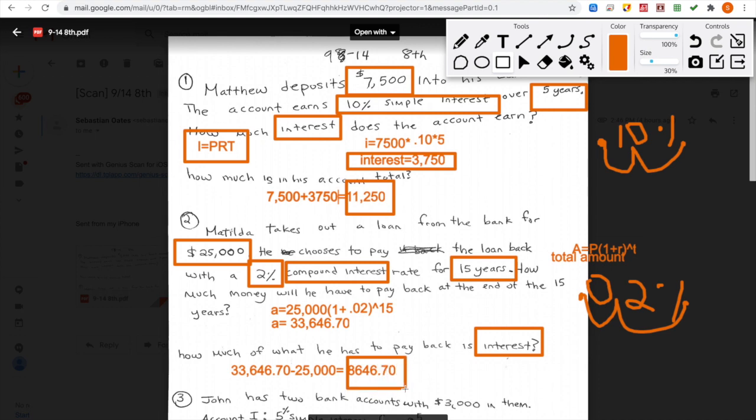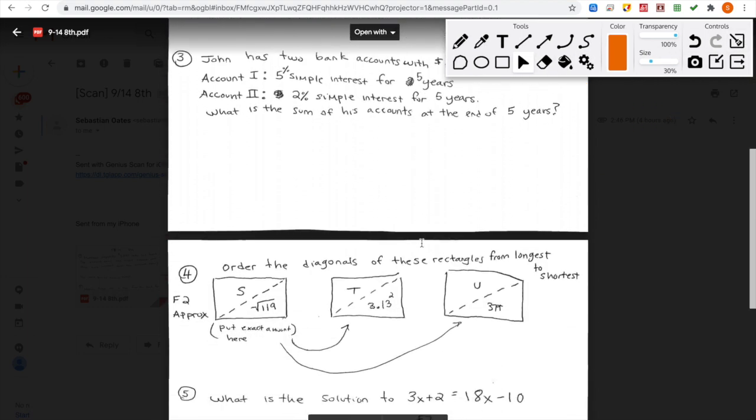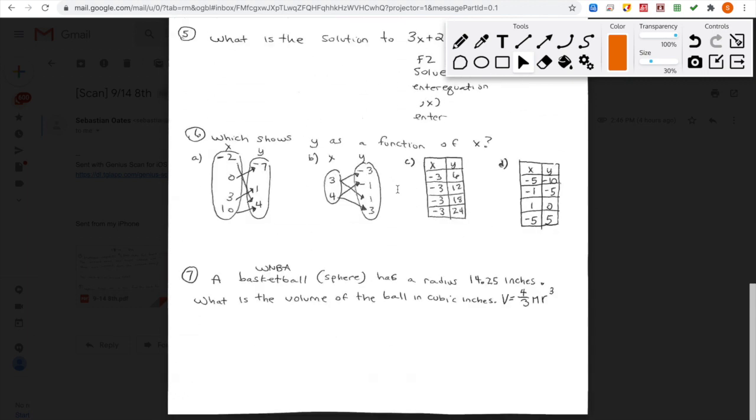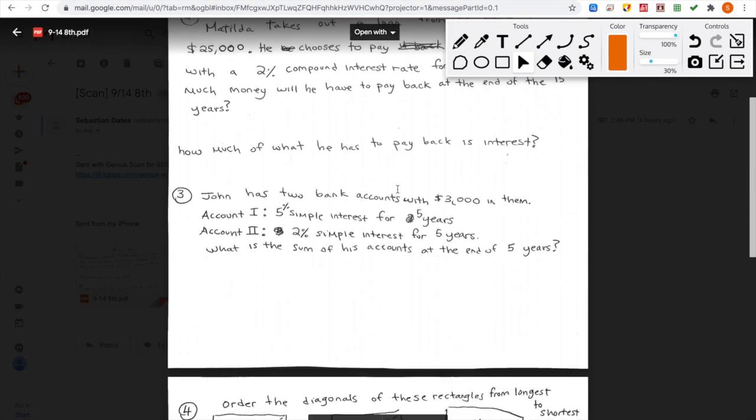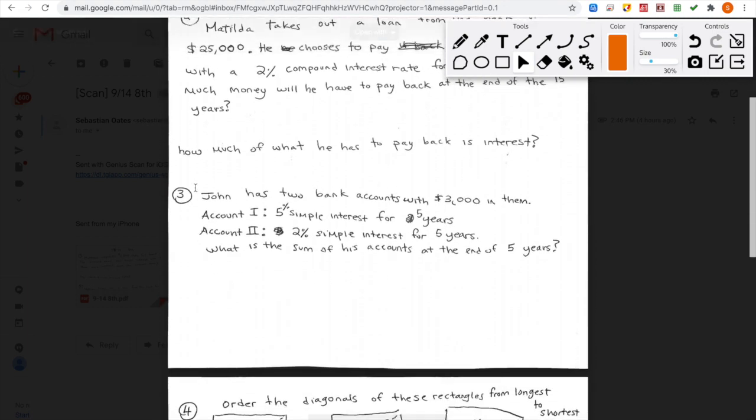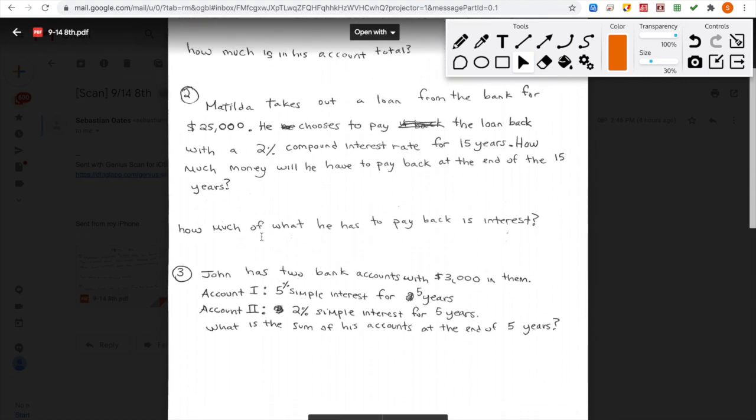So that means that's how much it went up. When we started at $25,000 and then it went up to $33,646.70. So now I'm going to talk about the questions 3, 4, 5, 6, and 7, which I need you to do by yourself. So number 3 is exactly what we were just working on.